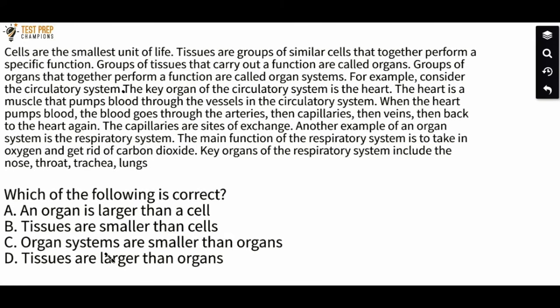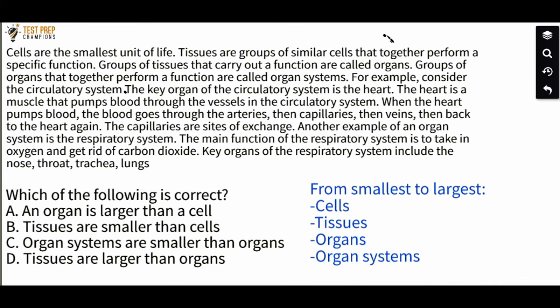Which of the following is correct? A, an organ is larger than a cell; B, tissues are smaller than cells; C, organ systems are smaller than organs; or D, tissues are larger than organs. So if you'd like to, now would be the time to pause the video, try to figure this out, and then when you're ready, we'll go over how to do this question.